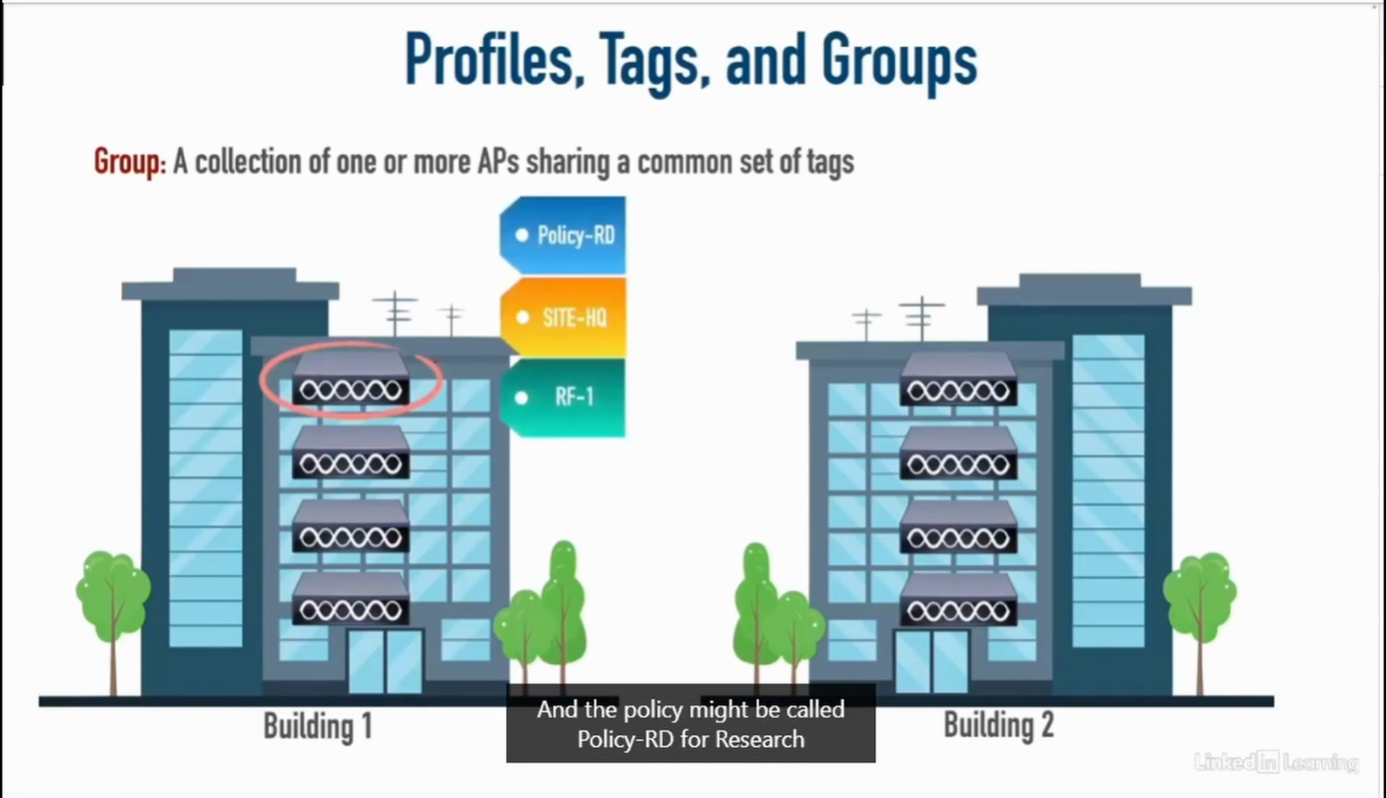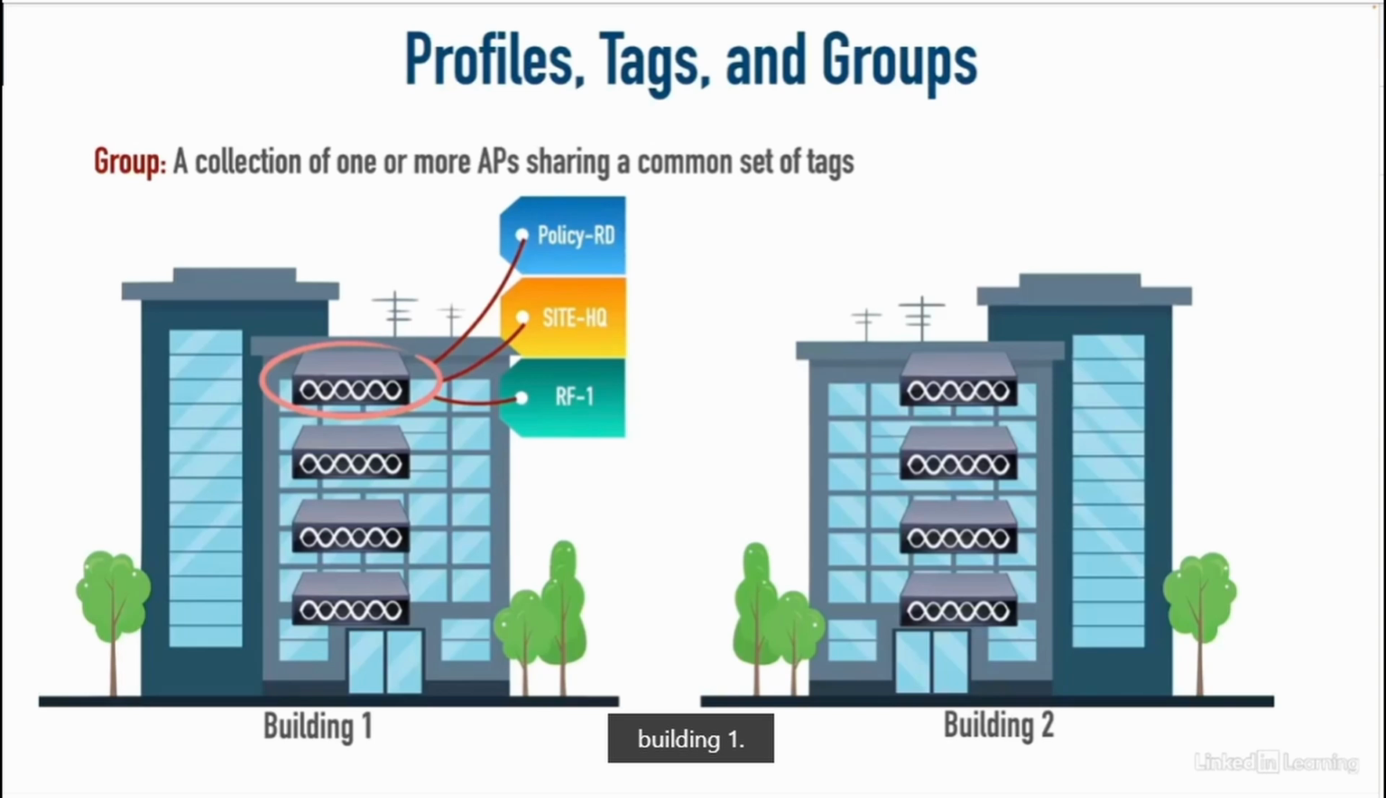And the policy might be called Policy RD for Research and Development. And we might have the same site tag for all 8 of these access points because they're all at the HQ site. And we might have an RF tag of 1. And that could be applied to all of the access points within Building 1, remembering that those access points do not support the 2.4 gig band, but the APs in Building 2 do.